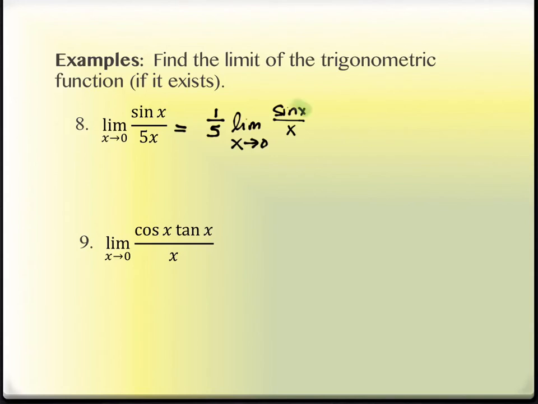Why is that good? Well, because I have a limit value for this. What is the value of the limit as x approaches 0 of sine of x over x? Was 1. So this is 1/5 times 1, or 1/5. No unit circles, right? Not on that one. Any questions on that?